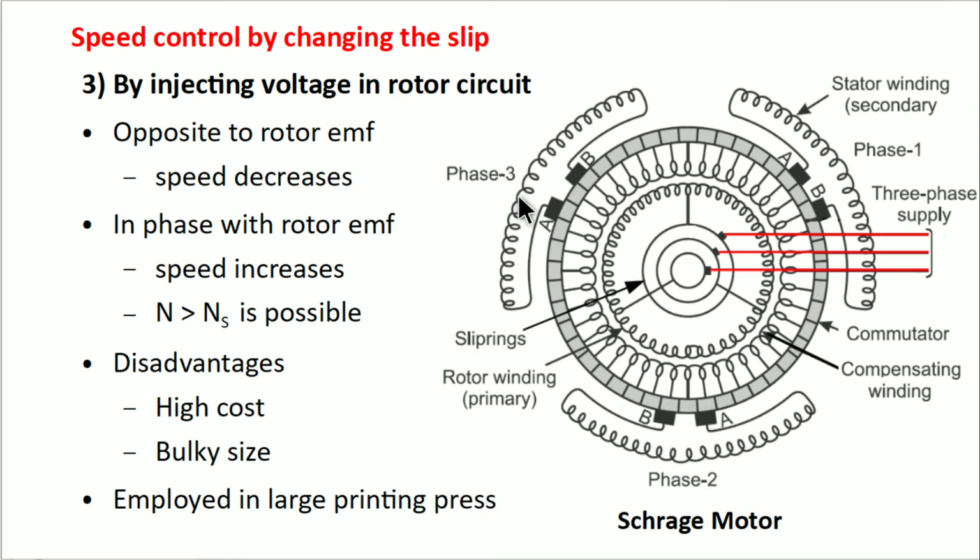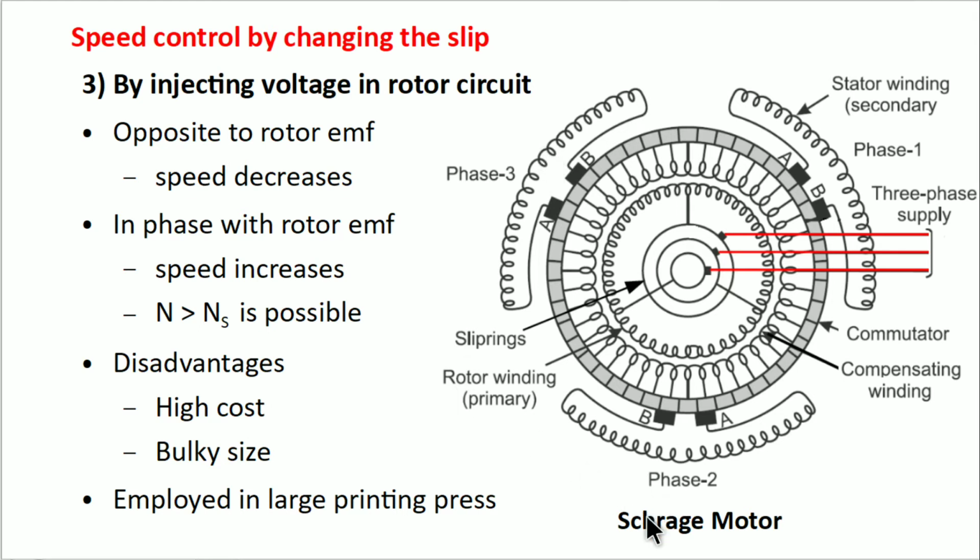If the current direction is same as that of EMF induced in this, then the speed of the motor will increase. And if these are in opposite direction, the EMF induced by this compensating winding fed to the stator secondary windings, if these two are in opposite direction, which can be obtained by changing the position of these brushes, then the speed will decrease.